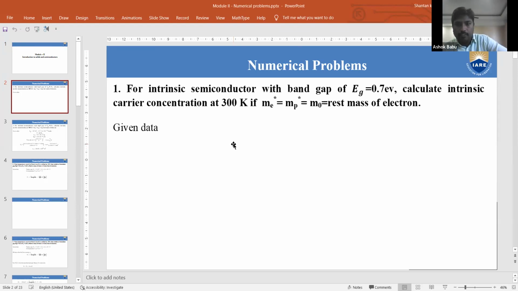Note the first problem. For an intrinsic semiconductor with band gap Eg equals 0.7 electron volts, calculate the intrinsic carrier concentration at 300 Kelvin, if the mass of the electron equals the mass of the hole equals the rest mass of the electron, nothing but 9.1 into 10 power minus 31. So me star and mh star can be taken directly as 9.1 into 10 power minus 31. The energy gap Eg equals 0.7 electron volts and the temperature are given. Use the first formula, the intrinsic carrier concentration formula, and try to find the intrinsic carrier concentration.